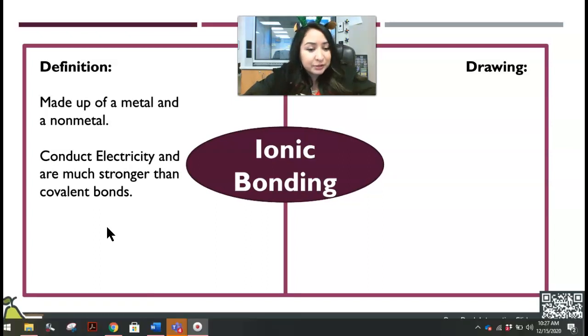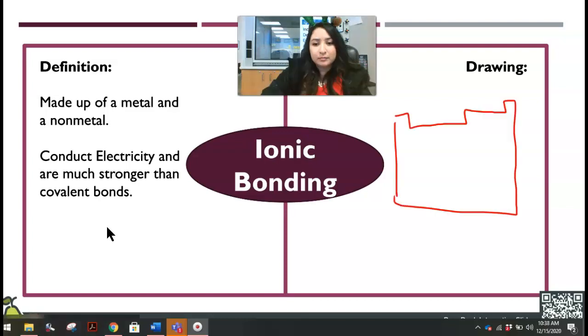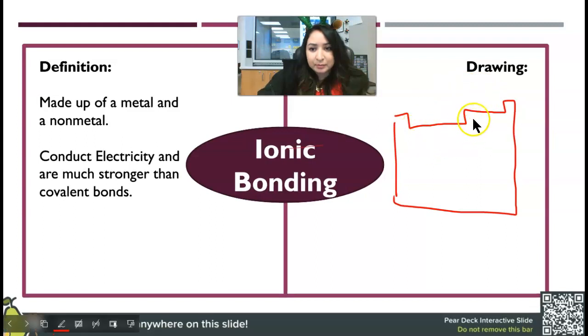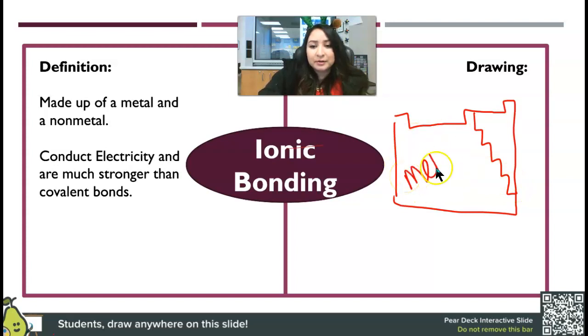So ionic bonds are made up of metals and nonmetals. They conduct electricity and are much stronger than covalent bonds. So here I made a periodic table. It looks really bad. Don't judge me. But you know how you have that staircase on the periodic table? All the ones on the left side are metals, and these are nonmetals. So whenever you have one from this side and one from this side, you have an ionic compound.